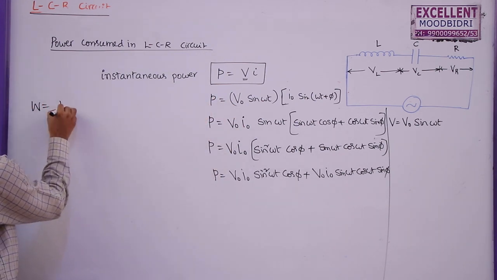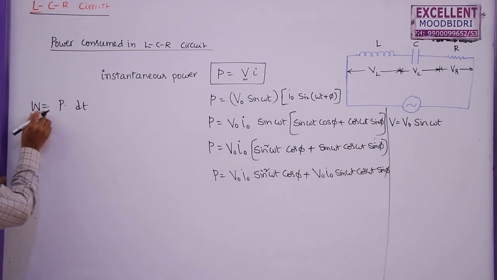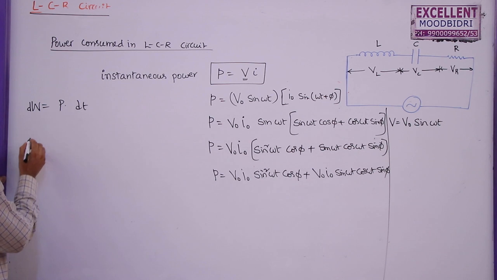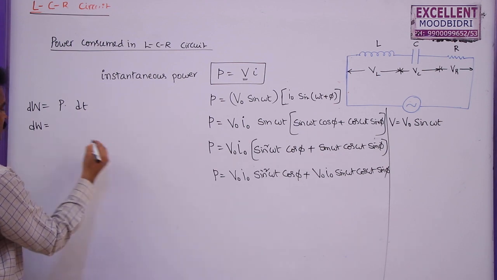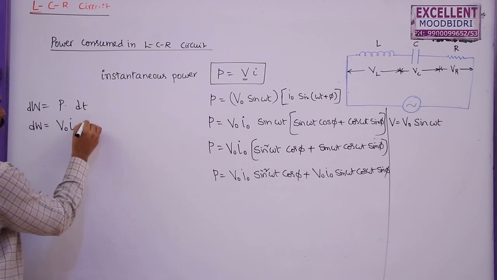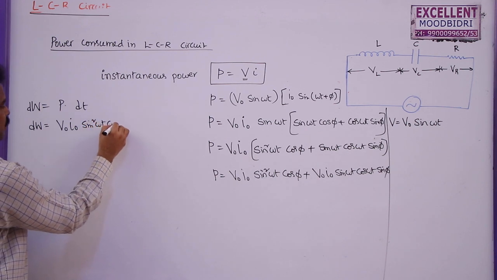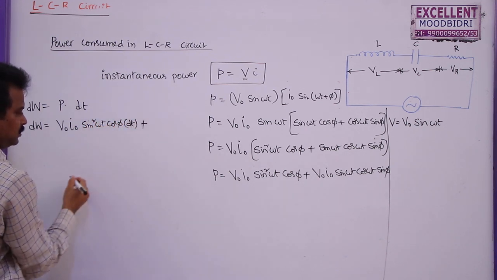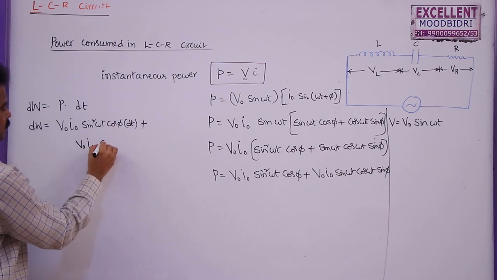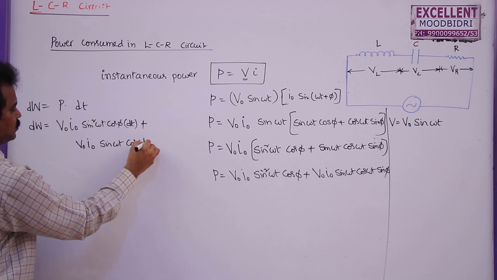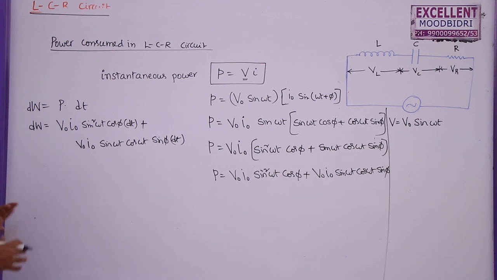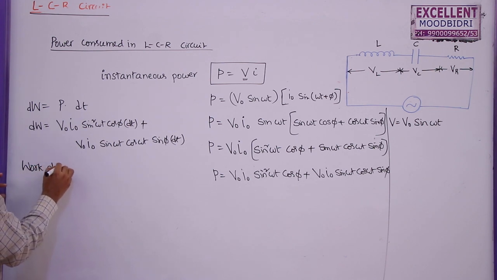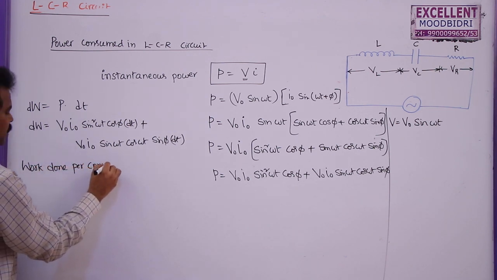So now the work done is given by power into dt, or dW is equal to P into dt. So what is this dW? dW, the small work done by this power in a small time dt, is given by V0 I0 sin square omega t cos phi dt plus V0 I0 sin omega t cos omega t sin phi dt. So this is the work done. But what is the total work done for a complete cycle? So work done per complete cycle.